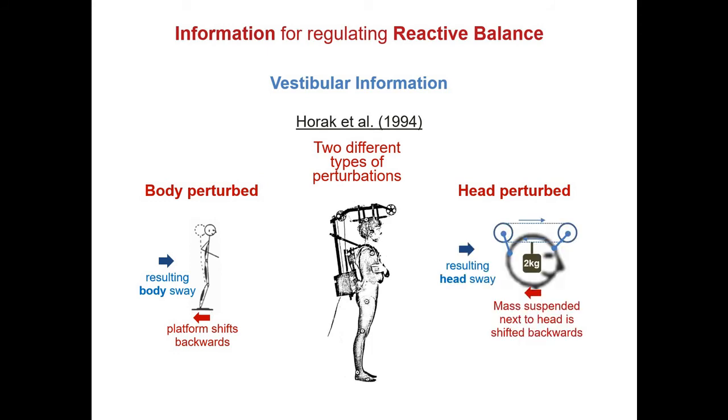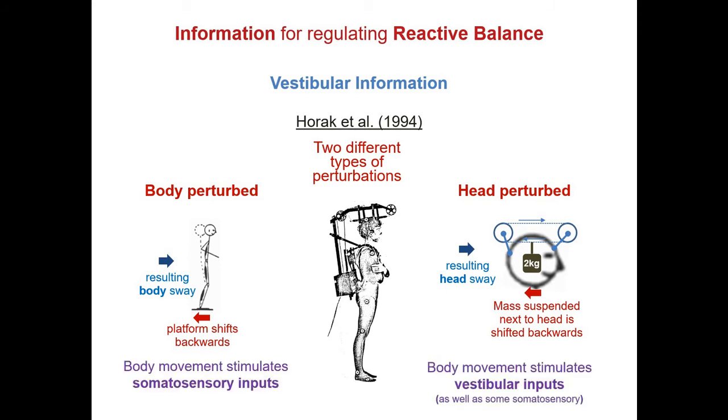The head was perturbed using a special contraption that accelerated a weight attached to the side of each participant's head. Here we see the mass being pulled backwards. This produces a forward sway of the head. When the body is perturbed, the sway of the body generates somatosensory information about body motion. When just the head is perturbed, vestibular information is generated about the motion of the head relative to the environment. In this manipulation, we also have somatosensory information about the motion of the head relative to the body.